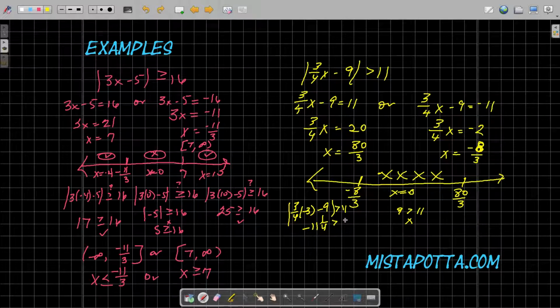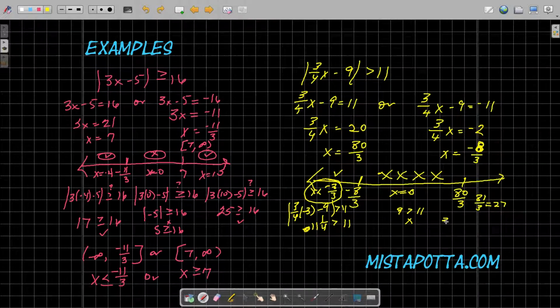And that is bigger than 11 when I take the absolute value off. So this works, and the interval for x being less than negative 8 thirds is part of my solution. Now I need a number that's bigger than 80 thirds. Let me try 81 thirds, which is 27.